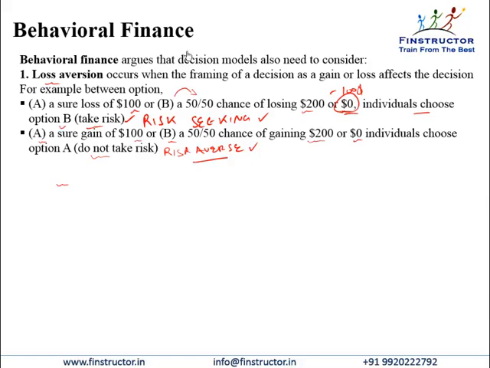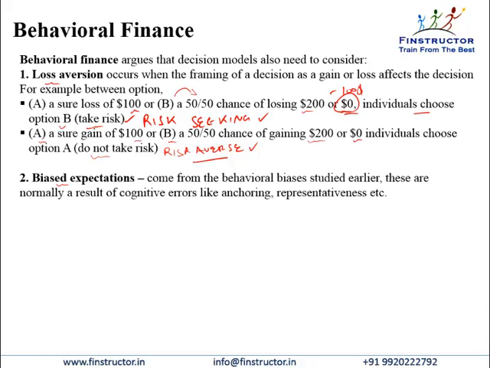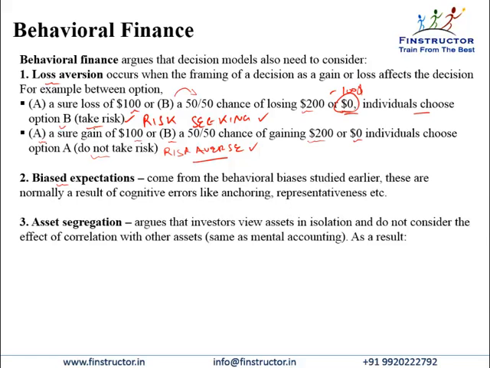So behavioral finance argues that people are not always risk averse. They can at times be risk seeking. People have generally been seen to be loss averse. They have biased expectations from the various biases that we studied earlier. And instead of asset integration, behavioral finance argues asset segregation. That is, investors often view the assets in isolation and decide whether they want to buy or not. So investors do not always consider the correlation of one asset with the other.